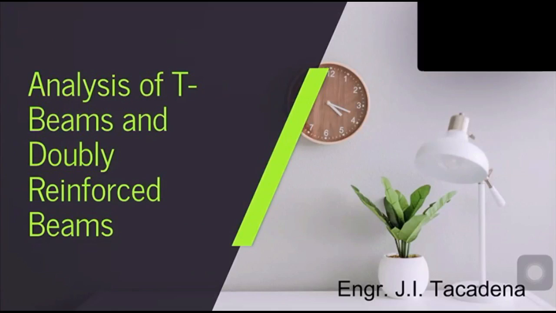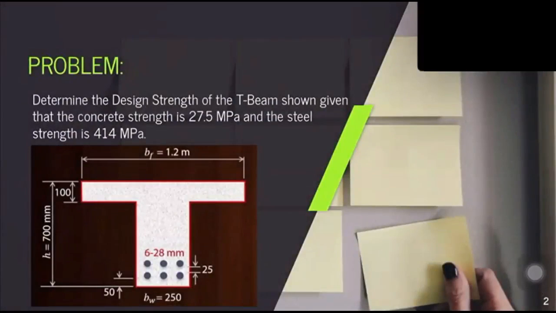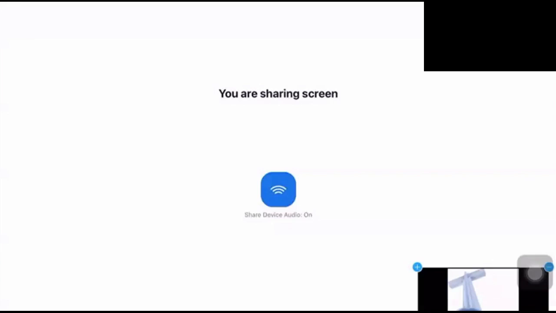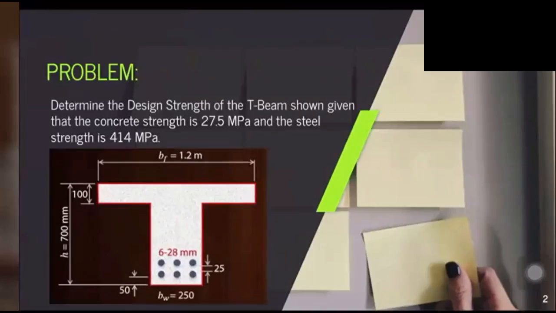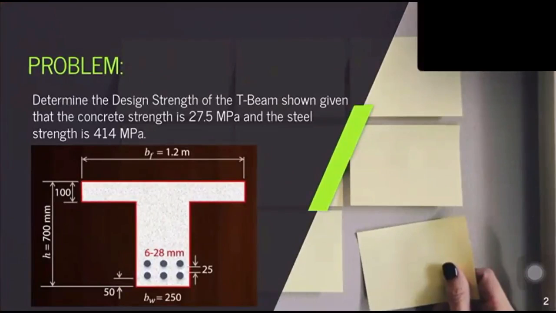So we go to the analysis of your T-beams and doubly reinforced beams. So in the analysis, parehas lang naman siya dun sa singly. Kaya lang dito sa T-beams, ang magiging problema is the location of what we call this neutral axis. The location of your neutral axis. So may kinalaman kasi yung neutral axis pagdating sa T-beams.